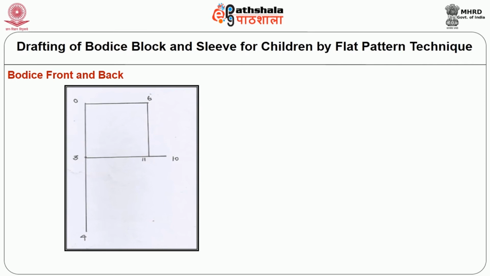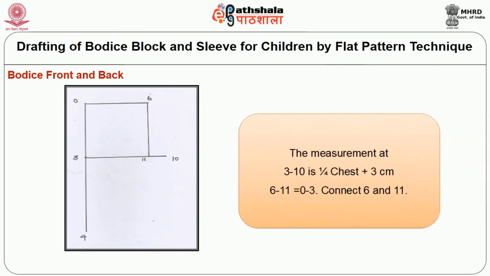Create a horizontal line at 3. The measurement at this position, that is 3 to 10, is 1/4 chest plus 3 centimeters. 6 to 11 is equal to 0 to 3. Connect 6 and 11 as shown.